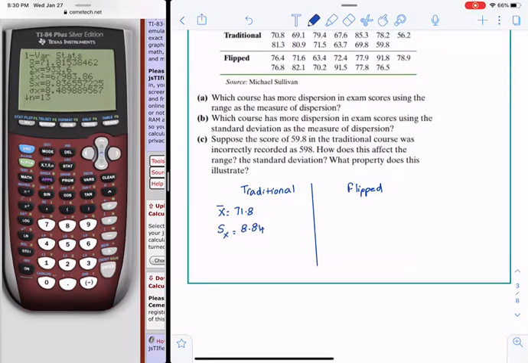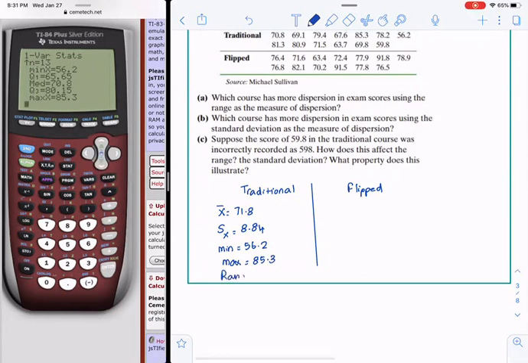The minimum, you can get the minimum from the calculator also. So the minimum is 56.2. The maximum, if you scroll down, we find the maximum to be 85.3. And we can subtract the 2 to find the range. And that would be 29.1. So that's for the traditional lecture sample. We could do the same for the flipped.